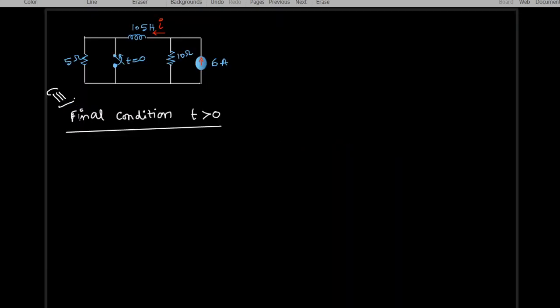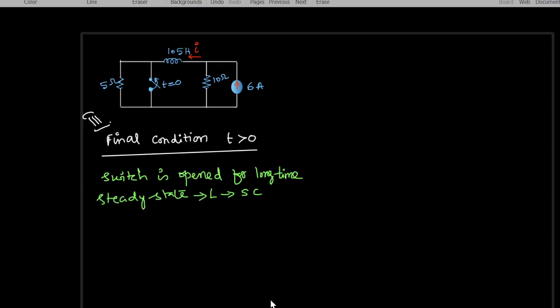So now we move on to the third condition, that is the final condition when t is greater than 0. Under this condition, the switch is open for a long time. So it is considered as the steady state, and the inductor will be acting as a short circuit during this steady state condition.